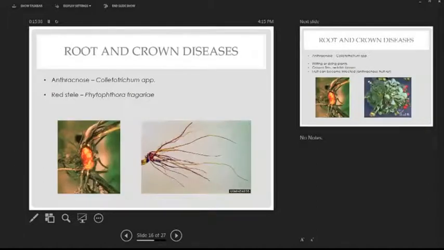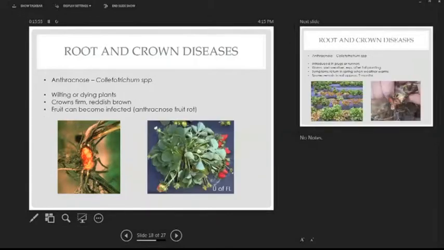Okay, so the last group are the root and crown rots. Anthracnose, so you're seeing that word anthracnose again. Anthracnose crown rot in particular is what I'm referring to. And another, red stele, which is a Phytophthora. Phytophthoras are oomycetes, or water molds as we sometimes call them. So let's start with anthracnose crown rot. This is the same group of fungi. It could be the same one that's on fruit, or it could be a different one.